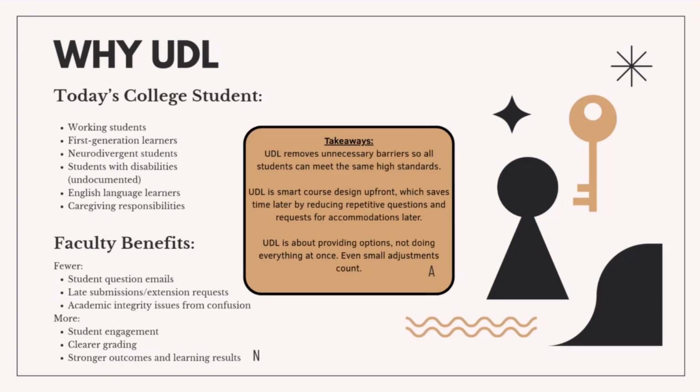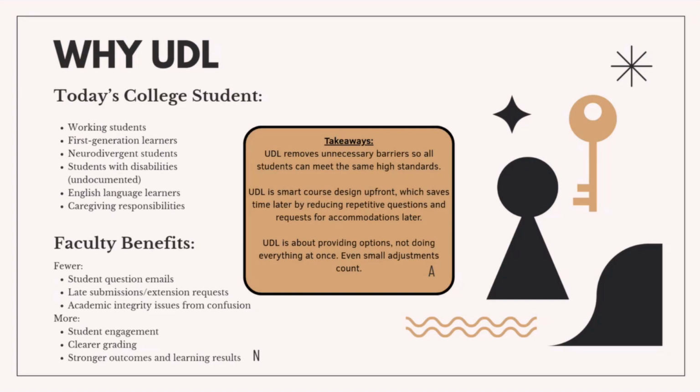Absolutely. And then some key takeaways. Some of these are getting repetitive, but it really drives home the message and it ties in with these benefits, right? So our key takeaways is that universal design removes barriers for students. It's smart course design upfront, proactive, and it saves time later on with repetitive questions and requests for accommodations. You won't have to worry about that as much with your course having the universal design principles. And it's about providing options.